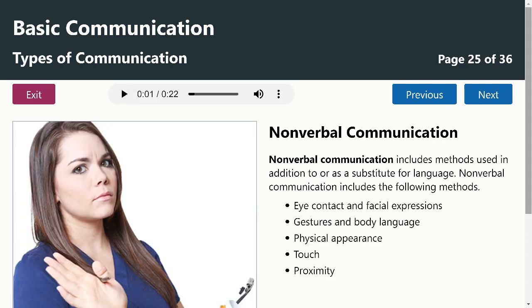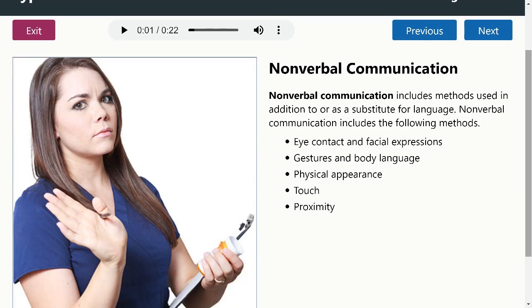Nonverbal communication. Nonverbal communication includes methods used in addition to or as a substitute for language. Nonverbal communication includes the following methods: eye contact and facial expressions, gestures and body language, physical appearance, touch, and proximity. So these are all ways you can communicate without saying a word.